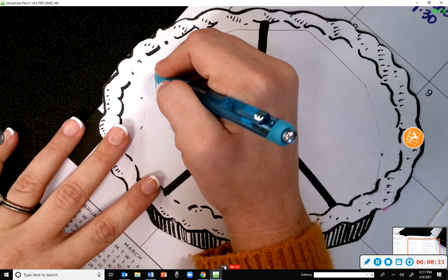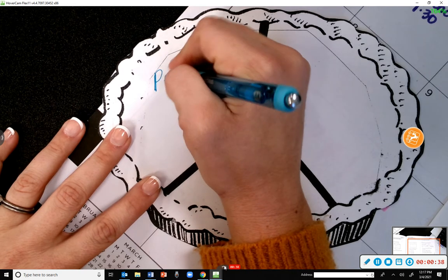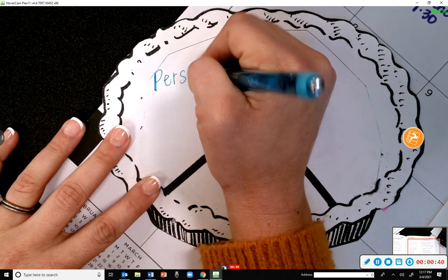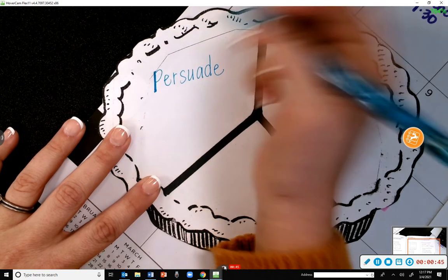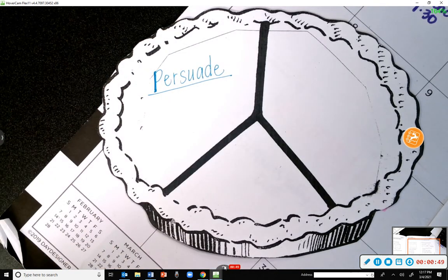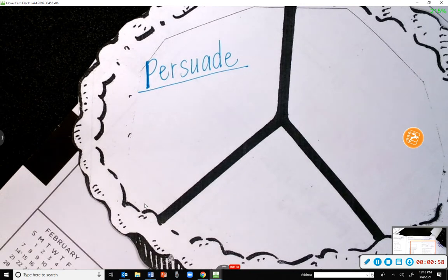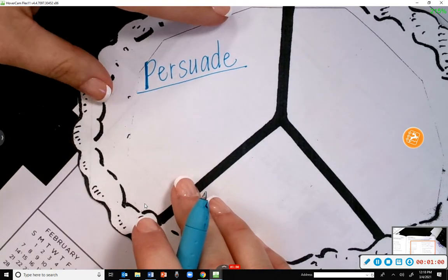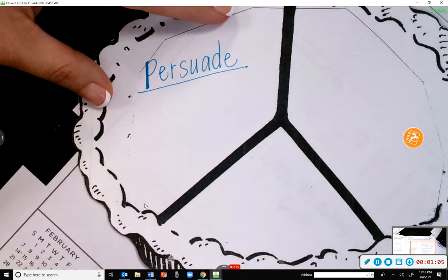So P stands for persuade. Okay? So the author's purpose for writing something may be to persuade. And persuade means the author is trying to do what? What is the author trying to do if he's persuading, or she? Good. Trying to make you think like they do.